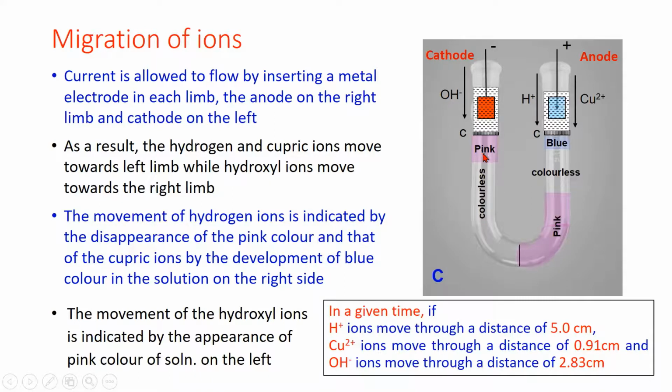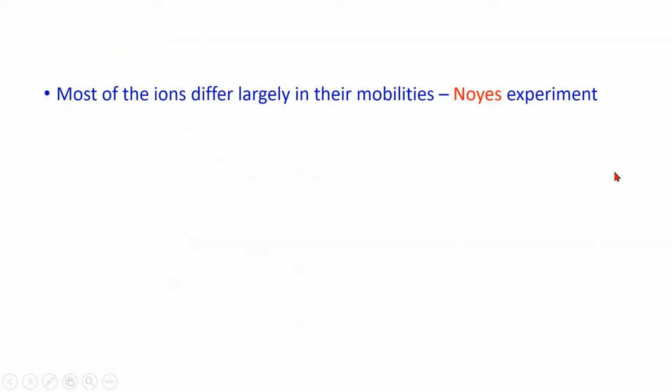In a given time, if hydrogen ions move through a distance of 5 centimeter, then cupric ions move through a distance of 0.91 centimeter and hydroxyl ions move through a distance of 2.83 centimeter. With the help of Lodge's experiment, it has been seen that most of the ions differ largely in their mobilities.